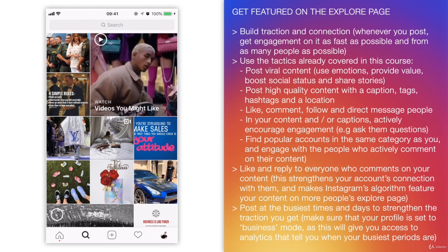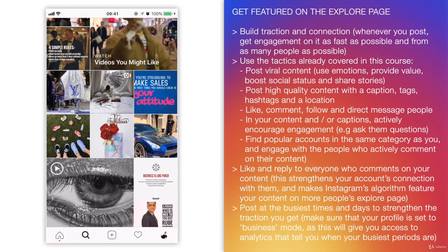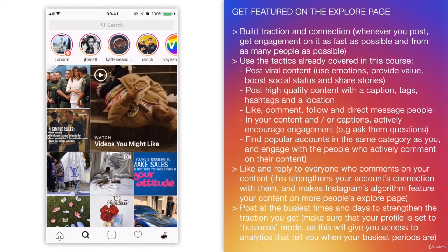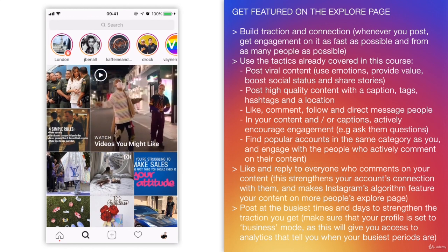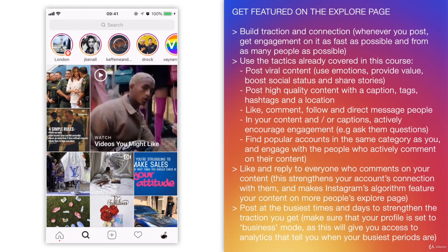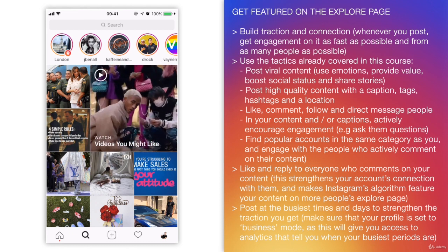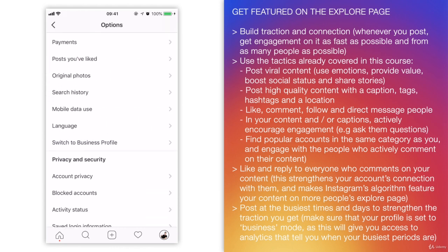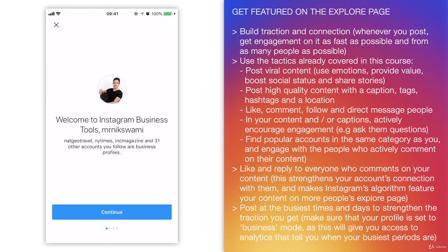And then what you also want to do is post at the busiest time and the busiest day. As I mentioned in the first module, when I talked about optimizing your profile and account, if you set your profile to business mode, so if I just go back and go to my profile, click settings, and go down to switch to business profile, then you'll get access to analytics on when your followers are most active on Instagram, and that's when you want to post, because again, that will maximize your traction.